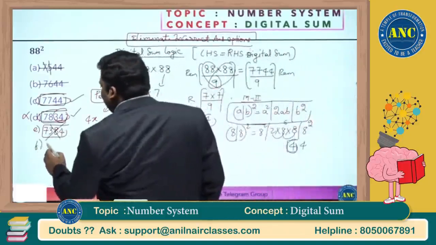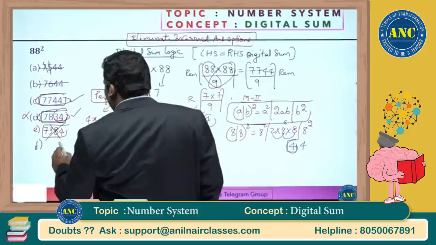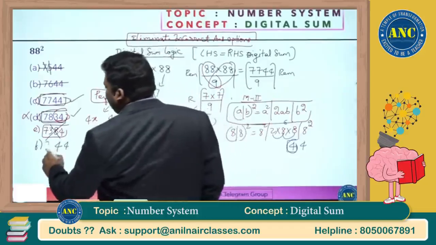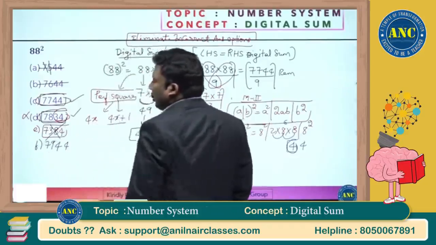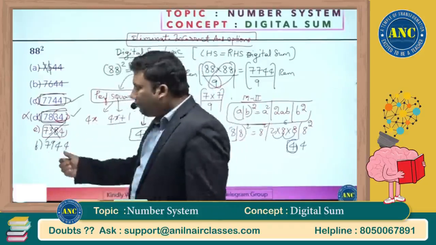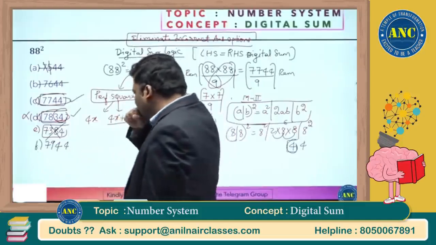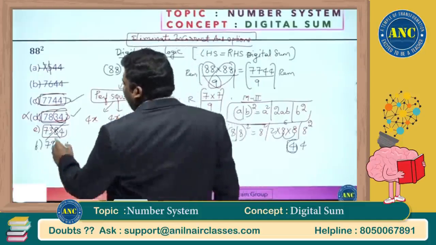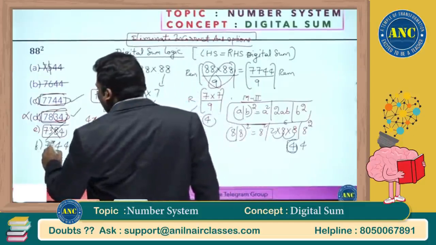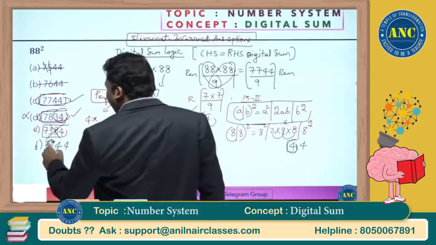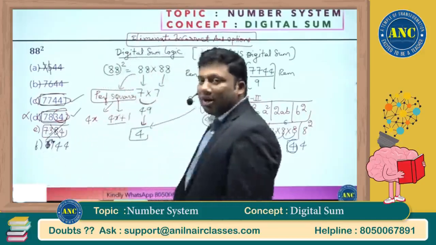Suppose the tens place is 4. Then if I take 7964. Sir, why can this not be the answer? 4 plus 4, 8. 8 plus 7, 15. The digital sum is not matching. It should be 14. Let me take it as 5944. I hope you are understanding.